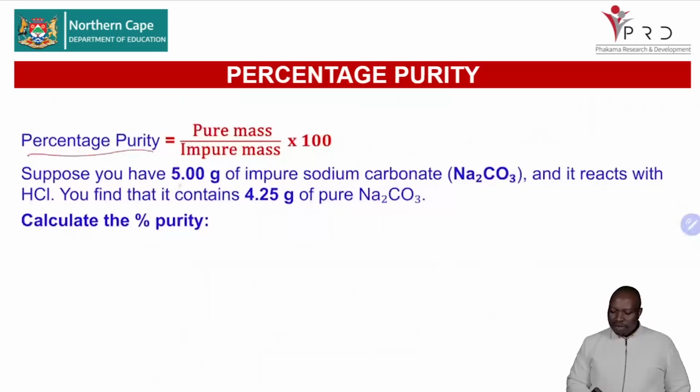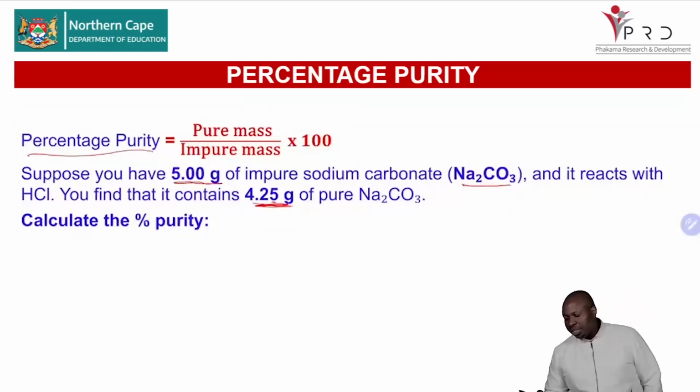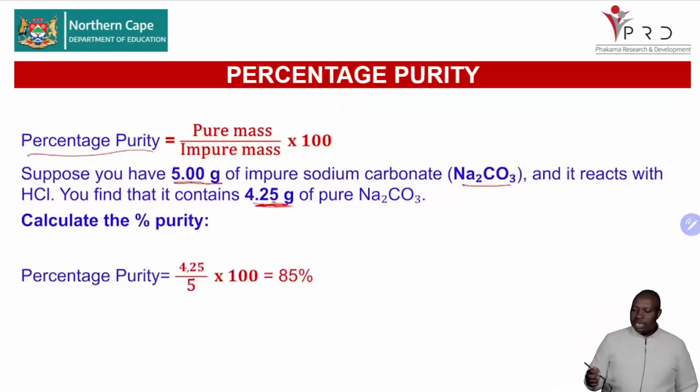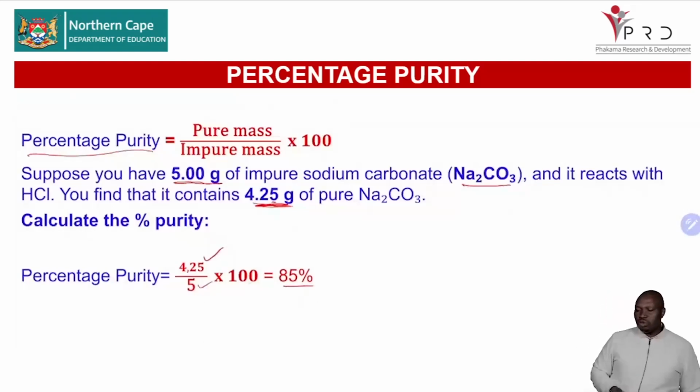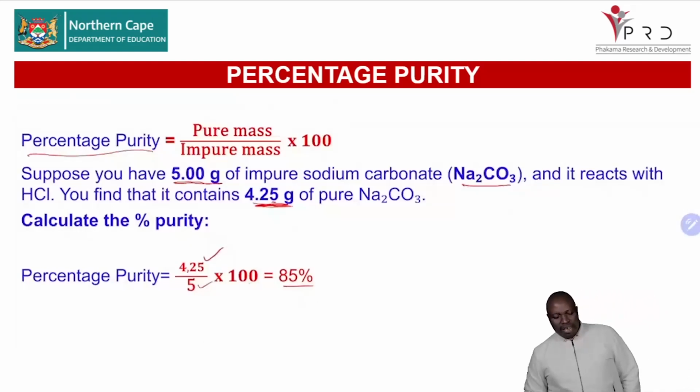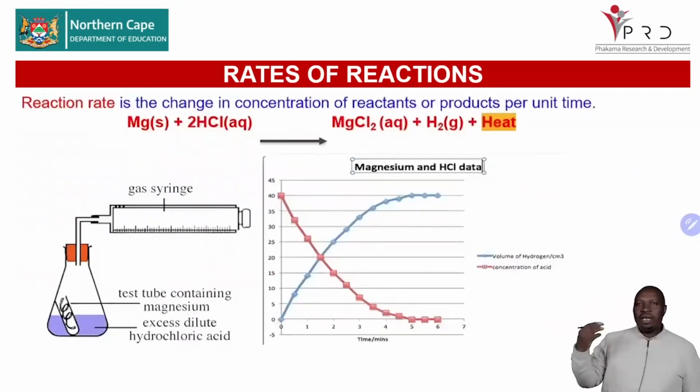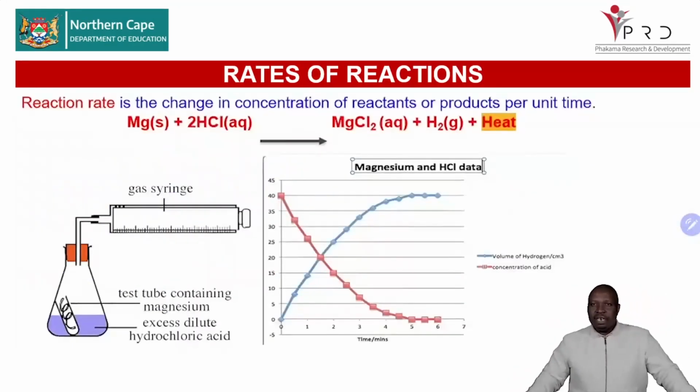In this case, we're given the total impure as 5 grams of sodium carbonate, and we find that the pure sodium carbonate was 4.25. And the question was calculate percentage purity, which in that case, you will simply say pure mass divided by total impure multiplied by 100, and then you are able to get your percentage. So if you find a question that talks to the percentage purity, definitely you must do it.